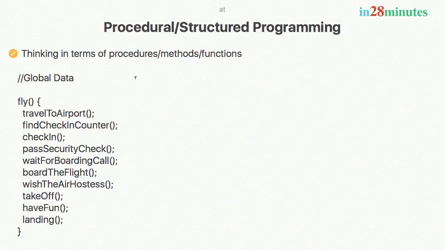If you have done any programming with languages like C or Pascal, you'd be doing something called procedural or structural programming. Procedural or structured programming involves thinking in terms of procedures. These are also called methods or functions. So let's say I have a problem to solve. The first thing I would try and do is to split the problem into multiple functions or multiple procedures. I would start thinking in terms of, okay, what are the functions I would need to write? What are the different steps involved in doing this?